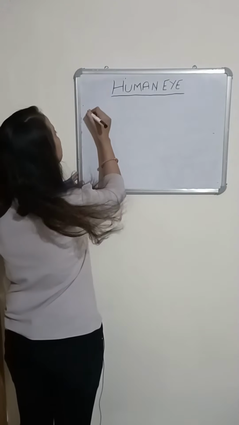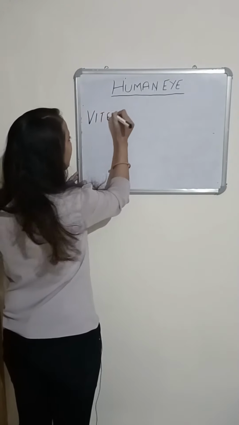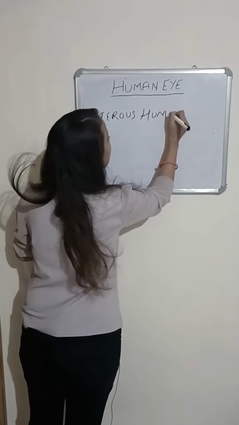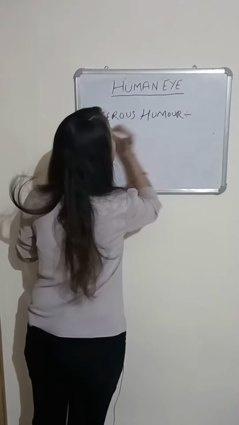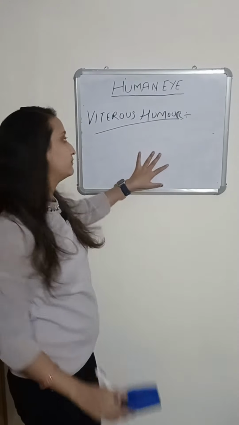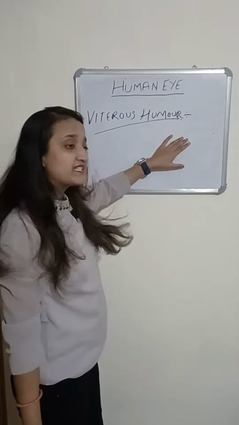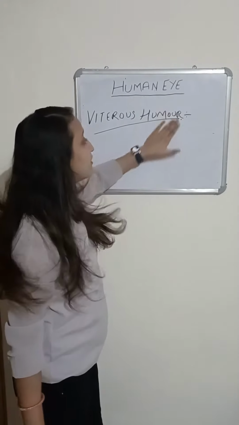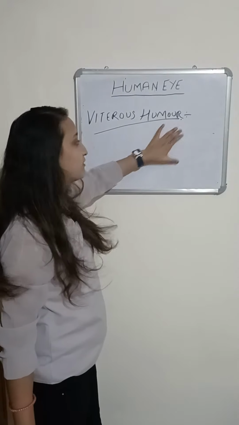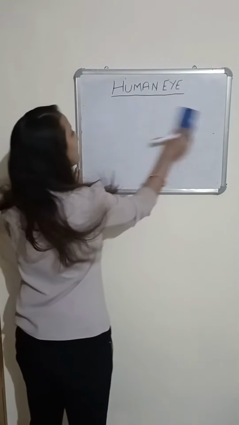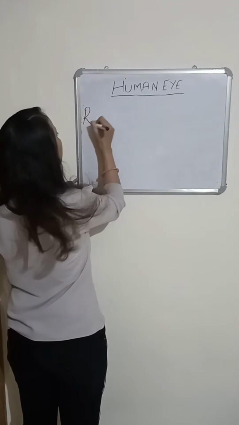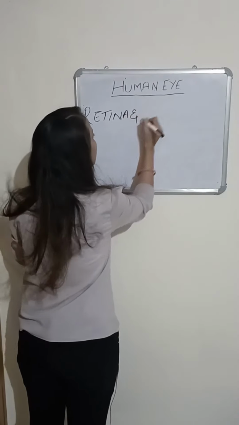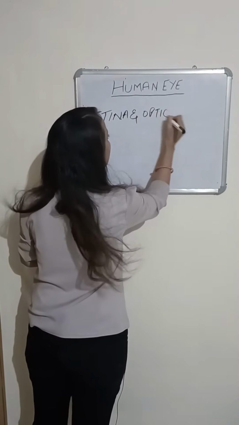Now next is vitreous humor. Vitreous humor is the transparent and watery gel that fills the eye. A certain distance is allowed to focus a light. It allows that distance and it fills the eye. That's it. Now retina and optic nerve.